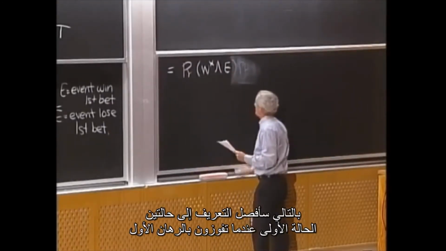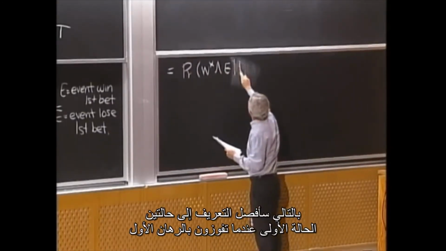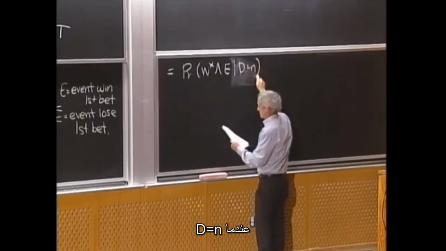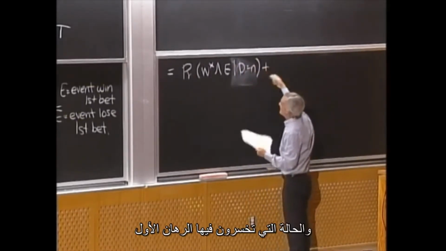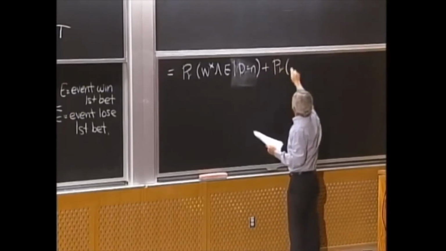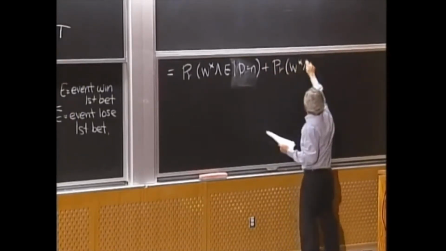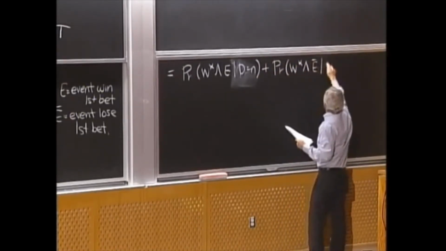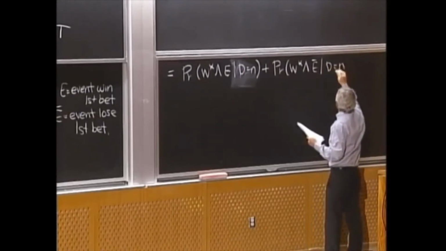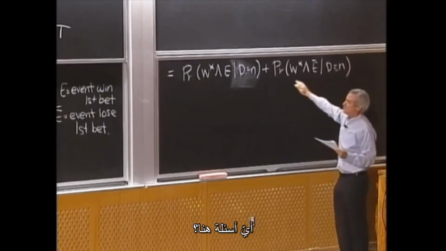So I'm breaking into 2 cases. The first one is you win the first bet, given d equals n, and the case where you lose the first bet, given d equals n. Any questions here?